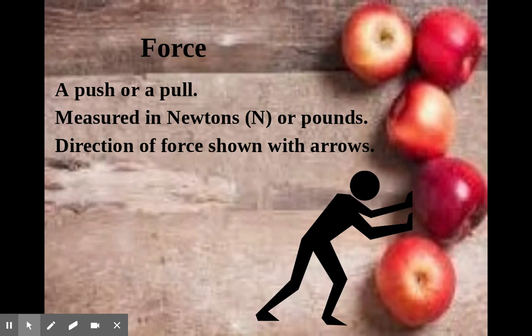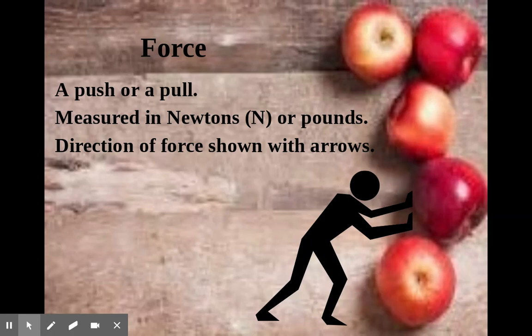Often we measure those in pounds when we weigh something. Weight is really looking at the force of gravity on an object. So newtons or pounds, but in physics and science in general, we're going to use newtons to be our unit. We will also include arrows to indicate the direction of the force.